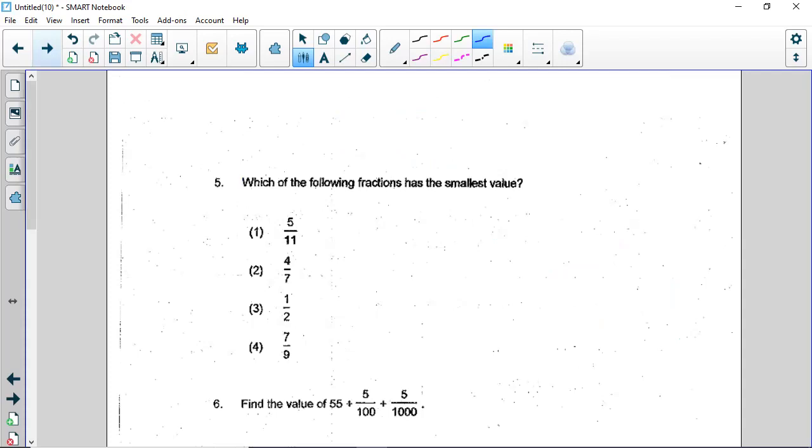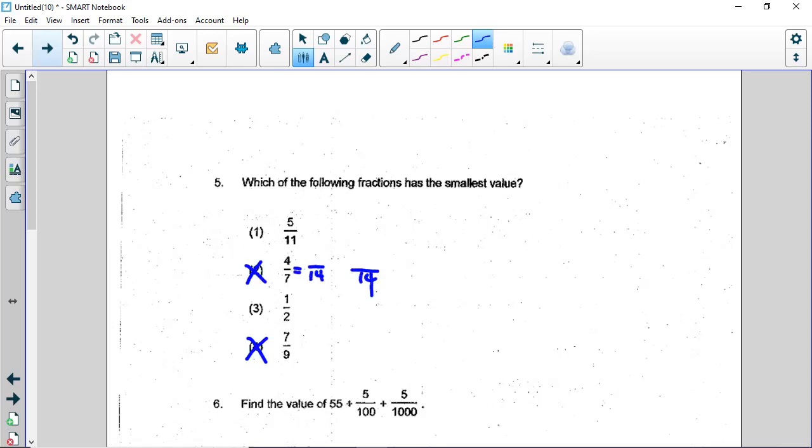Okay, which one has the smallest value? How do you know which is the smallest value? You can do some clever thinking, right? For example, if you look at half, 7/9 is more than half already, right? 7/9 is more than half, so it cannot be smaller, all right? And then you look at 4/7. 4/7 is also bigger than half. How do you know that 4/7 is bigger than half? You just have to make the denominator a little bigger, right?